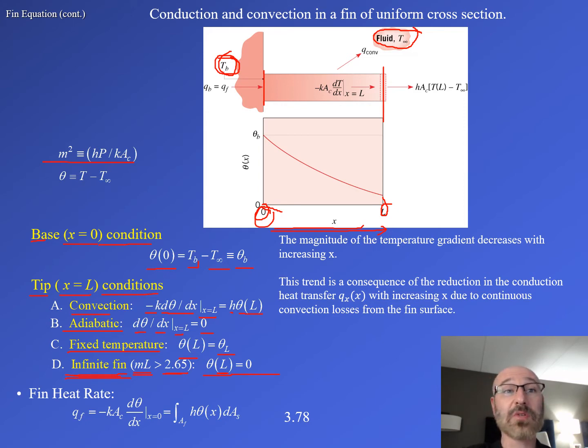So now we can take a look and reduce down our heat equation from general form. Here's the general form of our heat equation. But now we have this relationship at the tip condition when x is equal to L for convection, this k d theta dx, and we can replace this with h theta of L, so we can put that right in over here. Then we can reduce this down by those relationships for equation 3.78 in our textbook, which says that Q sub F, or our fin heat rate, is equal to the integral over AF of h theta of x dAs, or the surface area of the fin.